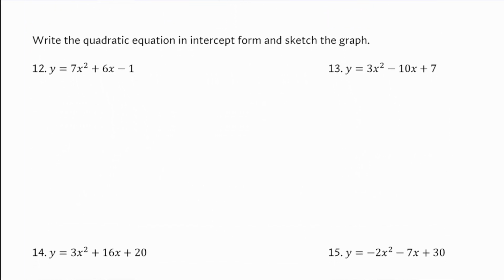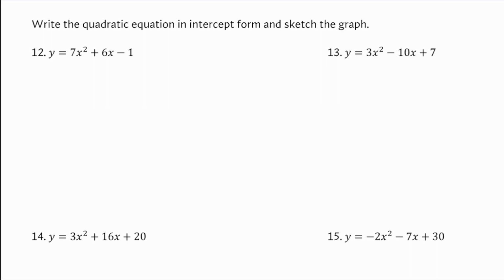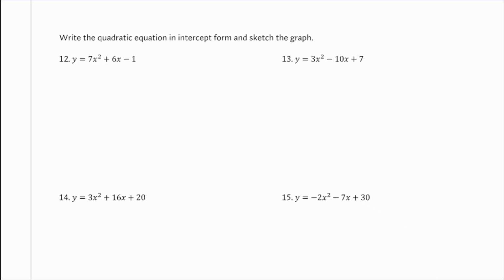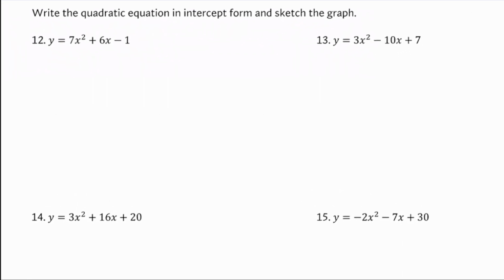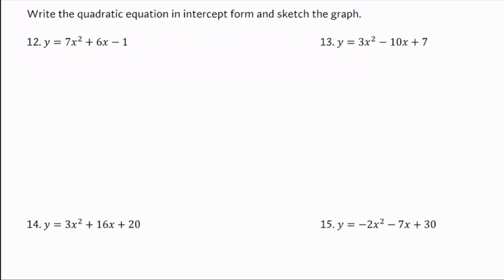Okay, now we're going to write the equation in intercept form and sketch the graph. Okay, so this is, oh, I thought this said vertex form. Okay, intercept form, we're just going to factor, right? Okay, and we needed some of that. Okay, and these are factorings where the leading coefficient is not 1. This is exactly what we need.